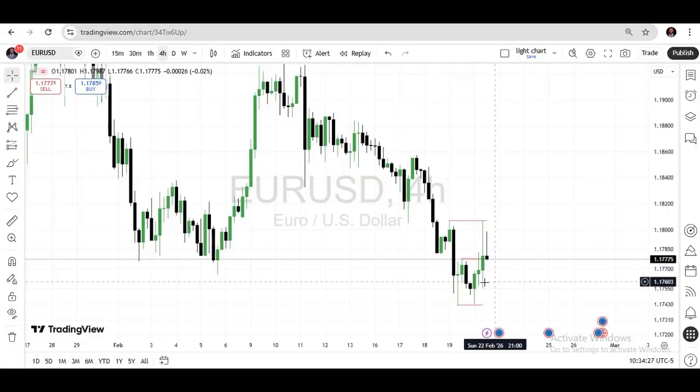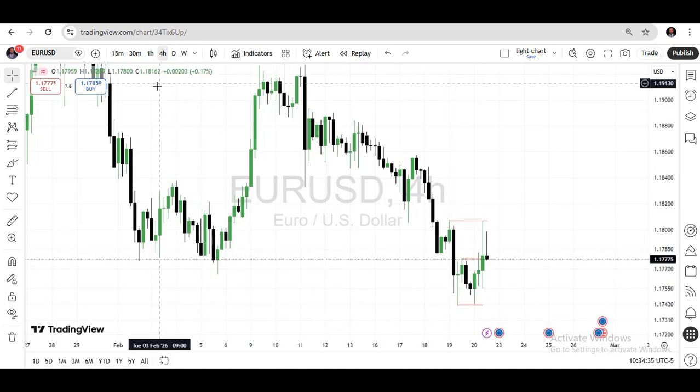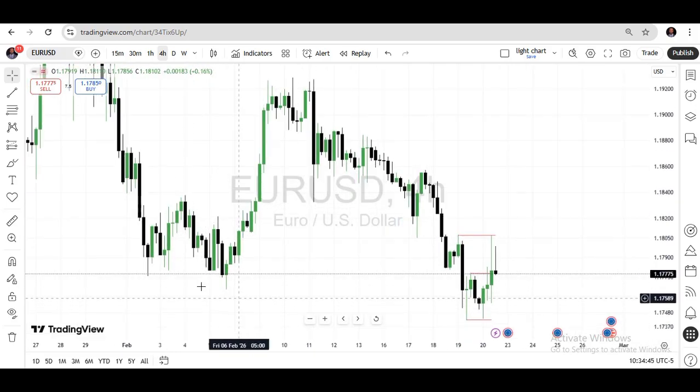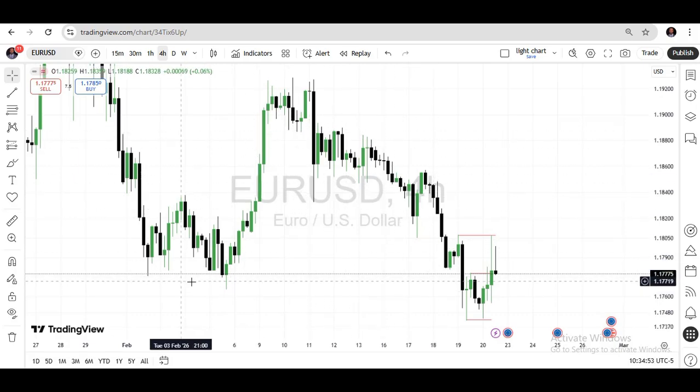So I'll just be showing you a very simple setup that you'll be looking for. Just in a few minutes, from the higher time frame, which is 4 hours, you can see that we have liquidity sitting below this sell side. So let's assume there's liquidity here. You can see that the market looked to sweep the liquidity down here.